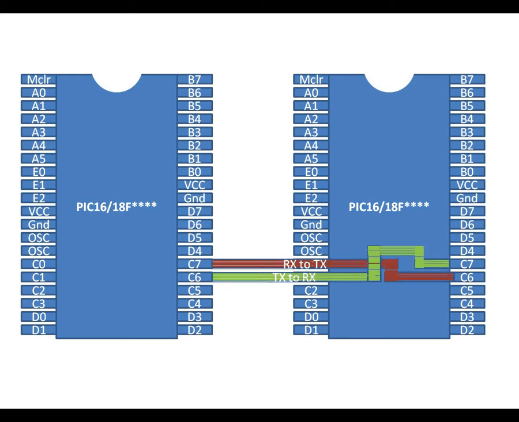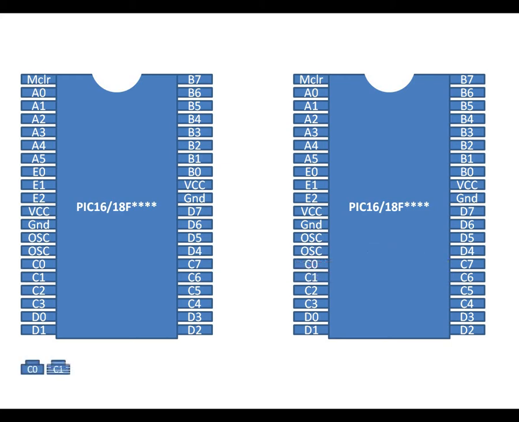In this example I'm going to take the first button connected to pin C0, the second button connected to pin C1 of the first PIC, the third button connected to C2, and the fourth button connected to C3 of the first PIC. Then I'm going to take four LEDs connected to the second PIC's pins B0, that is the first LED connected to B0, the second LED to B1, third to B2, fourth to B3. So we have four buttons on PIC 1 and four LEDs on PIC 2.